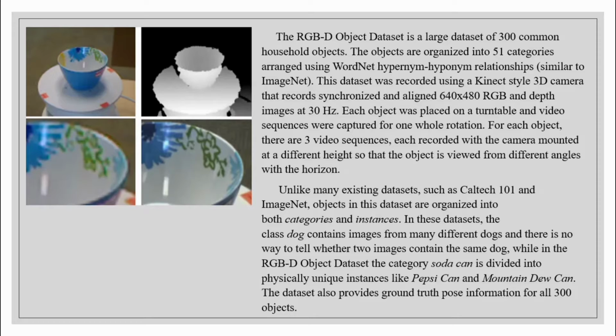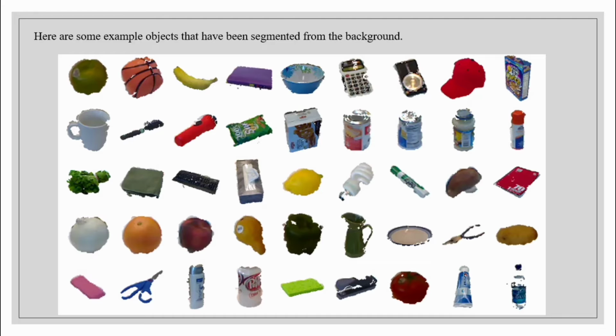Unlike many existing datasets such as Caltech and ImageNet, objects in this dataset are organized into both categories and instances. In those datasets, the class dog contains images from many different dogs, and there is no way to tell whether 2 images contain the same dog. While in the RGB-D object dataset, the category soda can is divided into physically unique instances like Pepsi can and Mountain Dew can. This dataset also provides ground truth pose information for all 300 objects. Here are some example objects that have been segmented from the background.